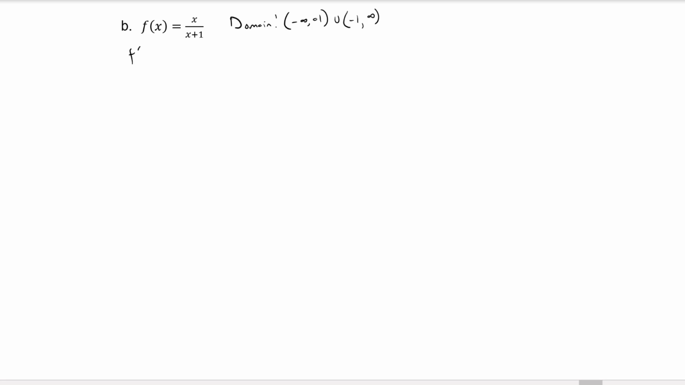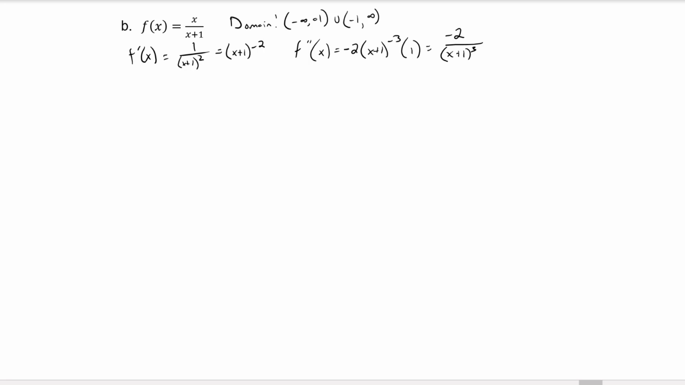Use the quotient rule to find f prime of x. So f prime of x is 1 over x plus 1 squared. Then you can rewrite that and use the chain rule. So this is x plus 1 to the negative second power. That makes it easier to find the second derivative. You don't need to use the quotient rule again. F double prime of x then is negative 2 times x plus 1 to the negative third power times 1, just using the chain rule, right? Which then is negative 2 over x plus 1 cubed.